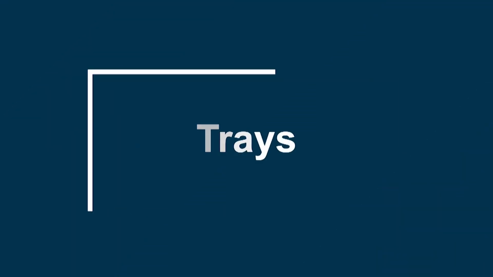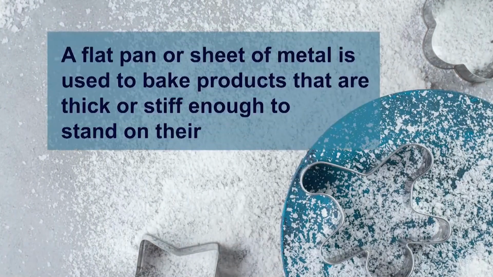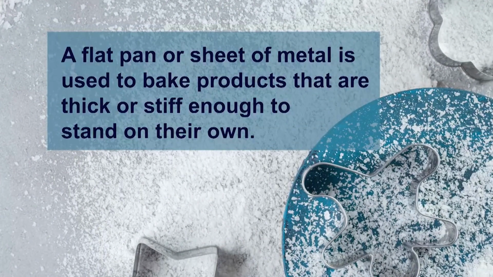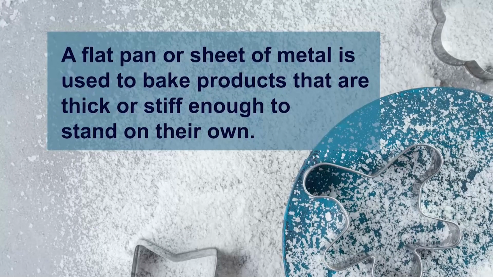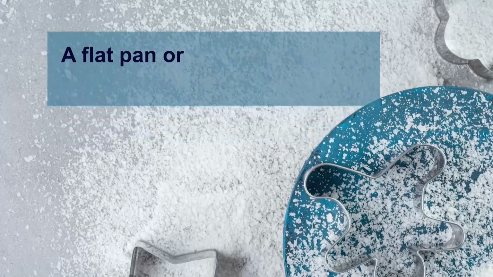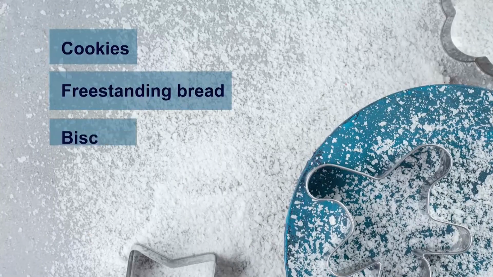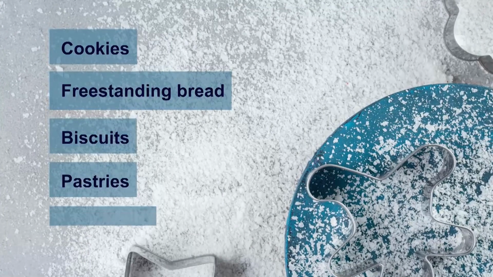Trays. A baking sheet or tray is a metal sheet on which the food is cooked in the oven. A flat pan or sheet of metal is used to bake products that are thick or stiff enough to stand on their own, such as cookies, freestanding bread, biscuits, pastries, and meringues.